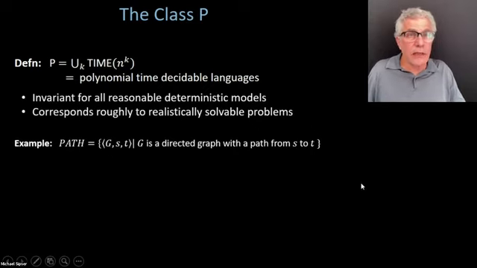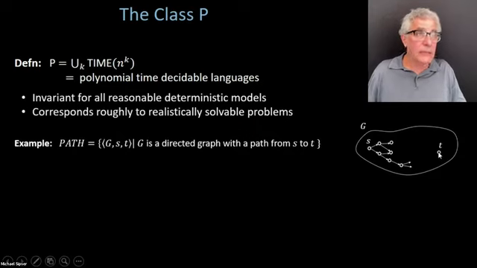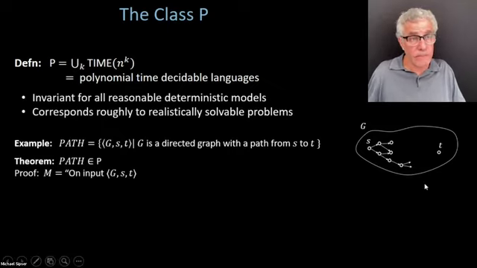I think I might even have a picture here. Yeah. So imagine here is your graph. If you can see it, there are little arrows connecting the nodes. And I want to know, is there a path from the node S to the node T? So that is a picture of an instance of the path problem. And I want to find an algorithm for that, and I can show that there is an algorithm that operates in polynomial time for this path problem.